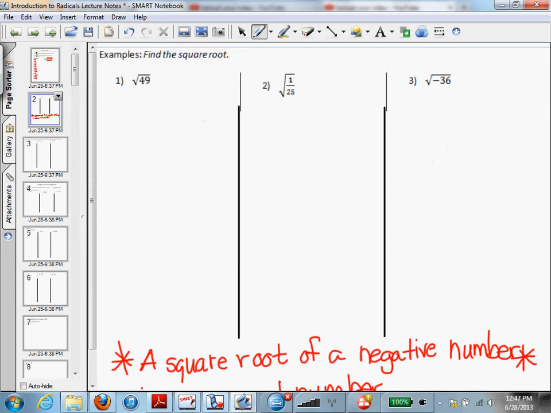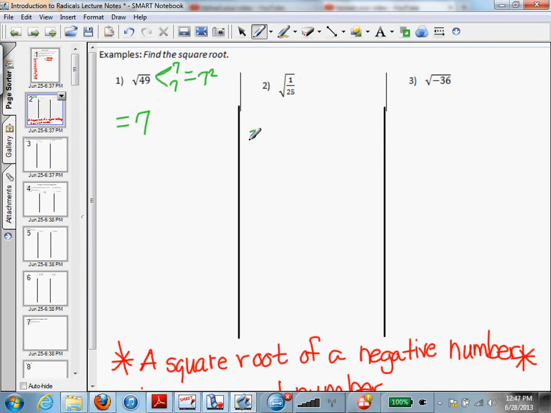To get started by looking at some examples, first we have the square root of 49. Well, if we refer back to that first slide with the perfect squares, we see 49 can be broken into the product of 7 times 7, which really means 7 squared. And we know that the square root and the square are inverse properties, so we know that the square root of 49 is 7.